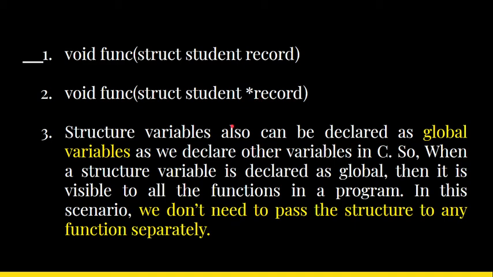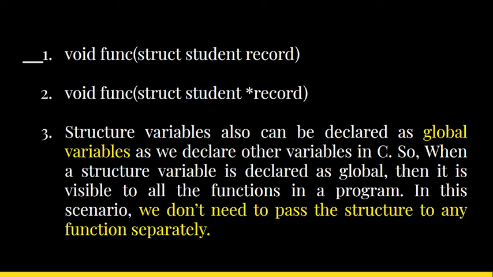Structure variables can also be declared as global variables. We know that we have two types of variables: local variable and global variable. What is a local variable? It is a variable which is declared inside the function. And what is a global variable? It is a variable which is defined outside the main program. That means the variable can be used commonly by all the functions and sub functions under the main program. That is the concept of global variables.